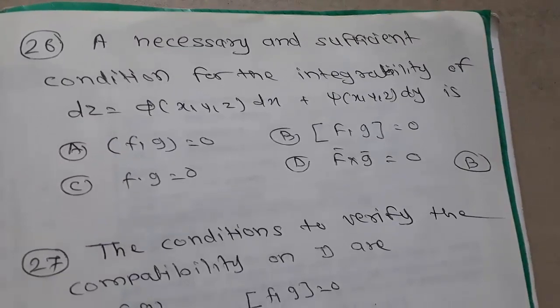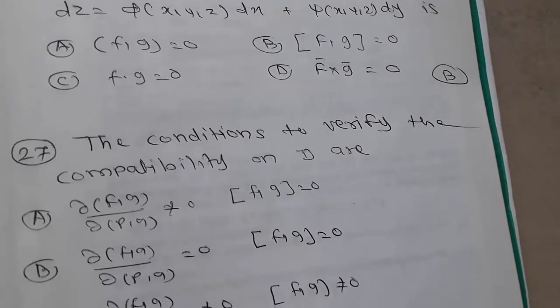A necessary and sufficient condition for the integrability of dz equal to phi(x,y,z) dx plus psi(x,y,z) dy is: round bracket fg equal to 0, box fg equal to 0, f dot g equal to 0, f cross g equal to 0. Here box fg equal to 0, this is a correct condition, and hence option B is correct.